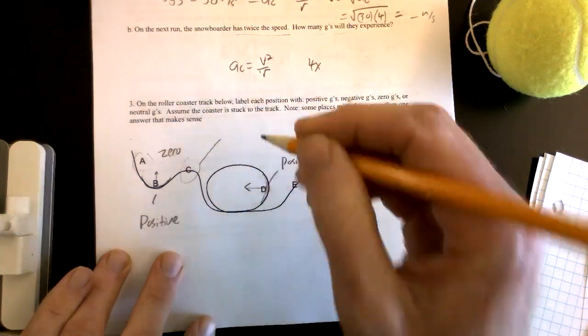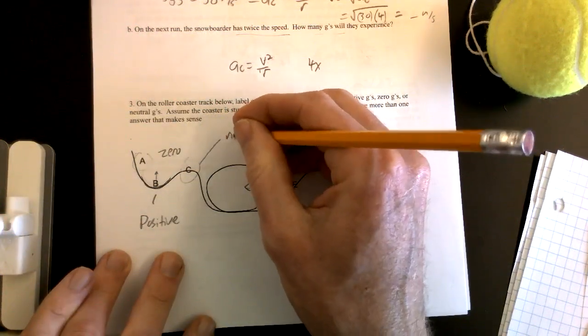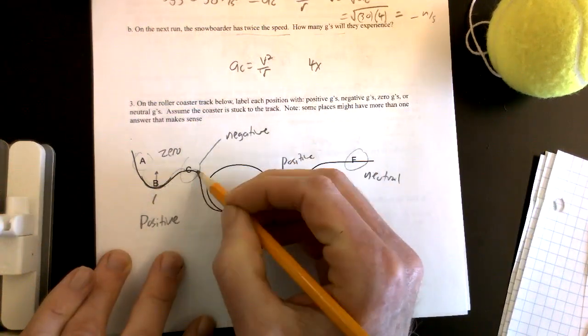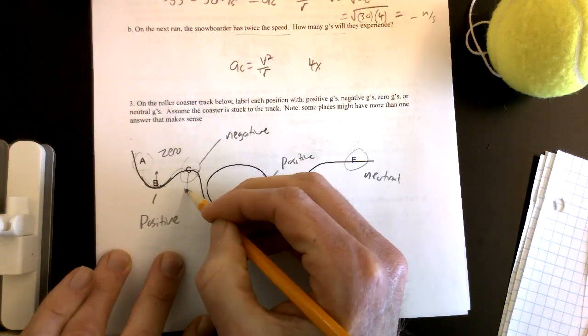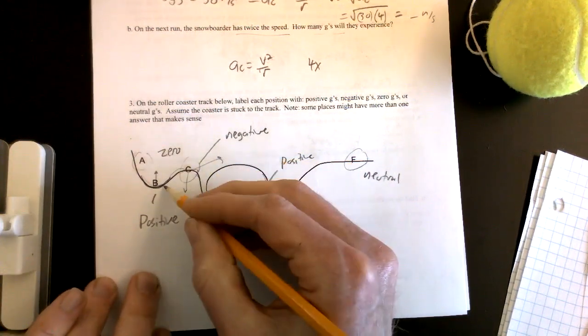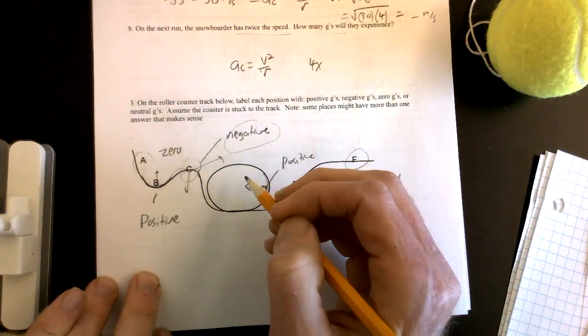For this situation, it could be a couple of possible things. First of all, it could be negative g's. If you're going really fast over the top of this hump, then you're going to need something holding you into your seat, like a strap or a seatbelt. Otherwise, you might go flying out of your seat. So if you're being held down by something that's pushing you down, that's going to be negative g's.